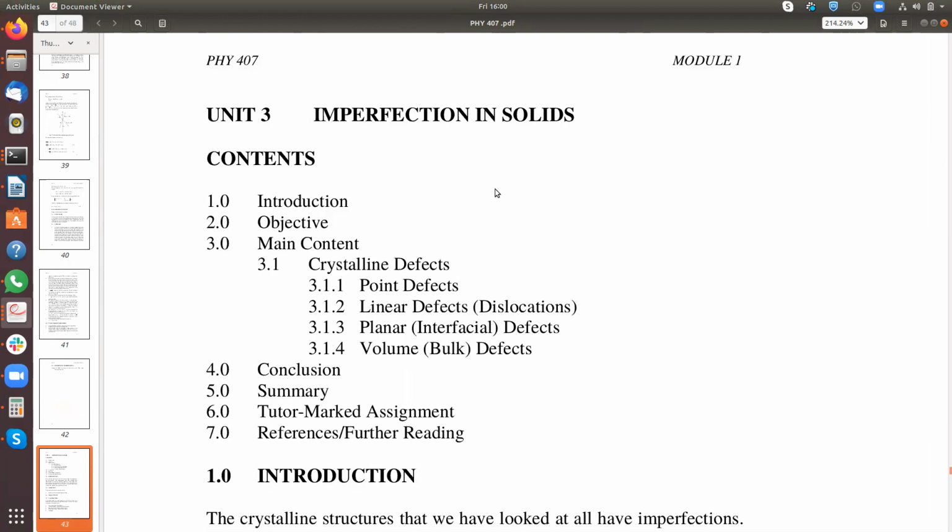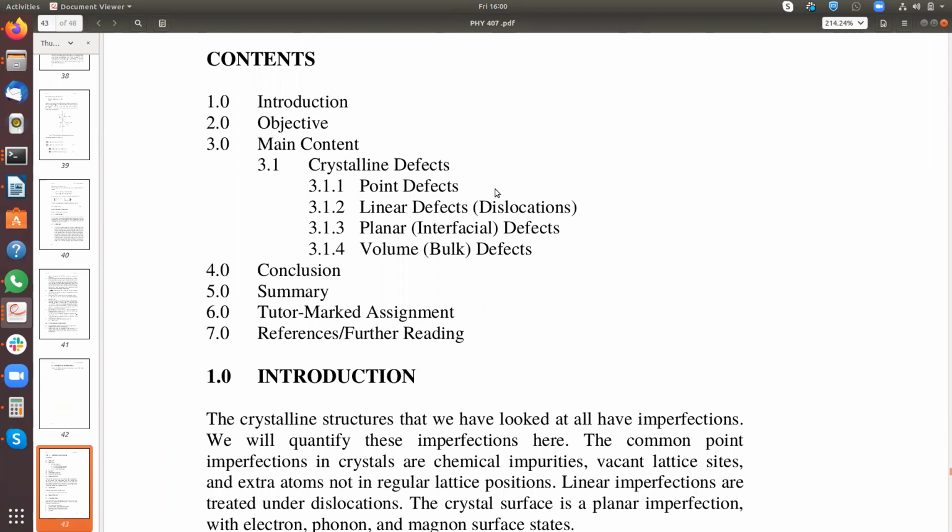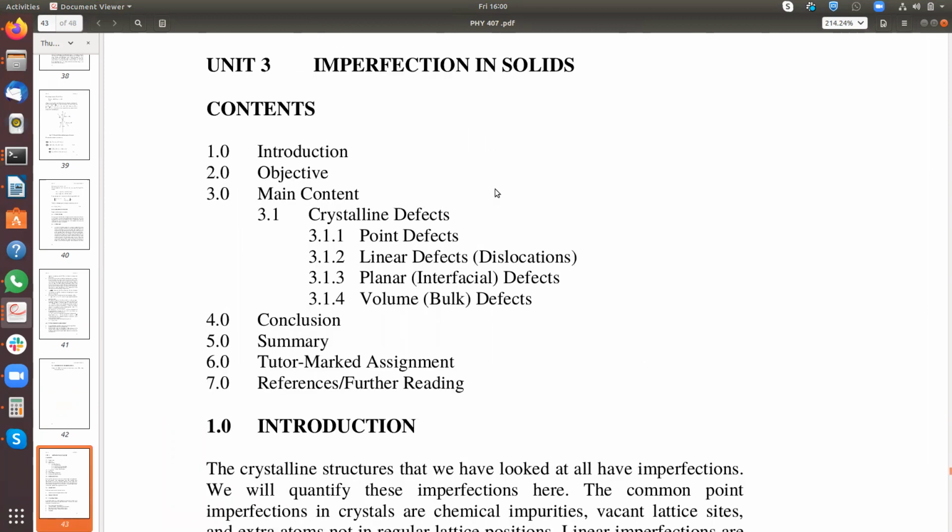So imperfection in solid. What do we mean by imperfection in solid? We shall be looking at defect, more or less they call it defect, which is the same thing as imperfections. If this defect occurs, what happens to solid materials? And what are the types of defects that we have in solid materials? These are the things we are going to be discussing from today till next week.